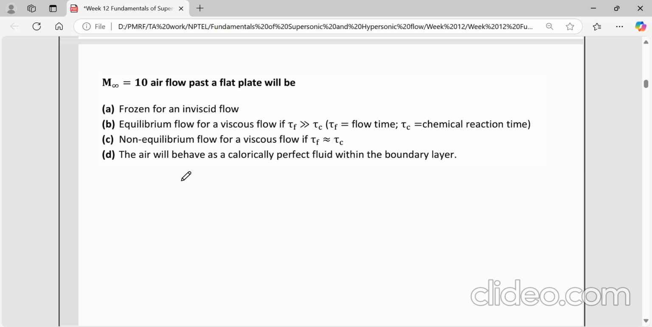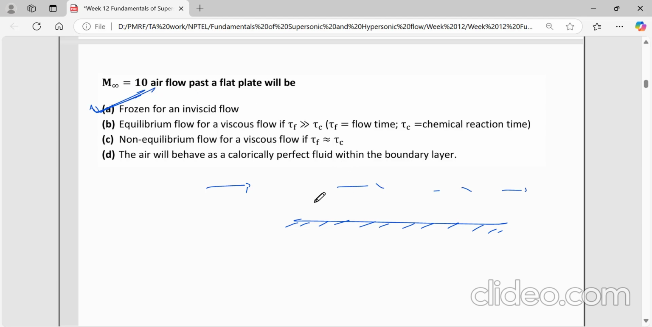So we will check each option one by one. Let's say this is the flat plate. If there is a flat plate and the flow is inviscid, there will not be any boundary layer. So the flow will directly pass through it, so the flow will remain frozen. So this option is correct.